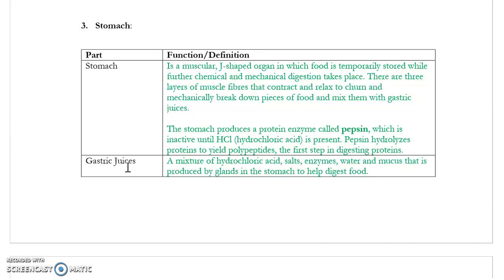The main one you'll hear a lot about is HCl. That's hydrochloric acid. That's a big one in maintaining your stomach pH. pH is a concept you'll talk a lot about in chemistry.